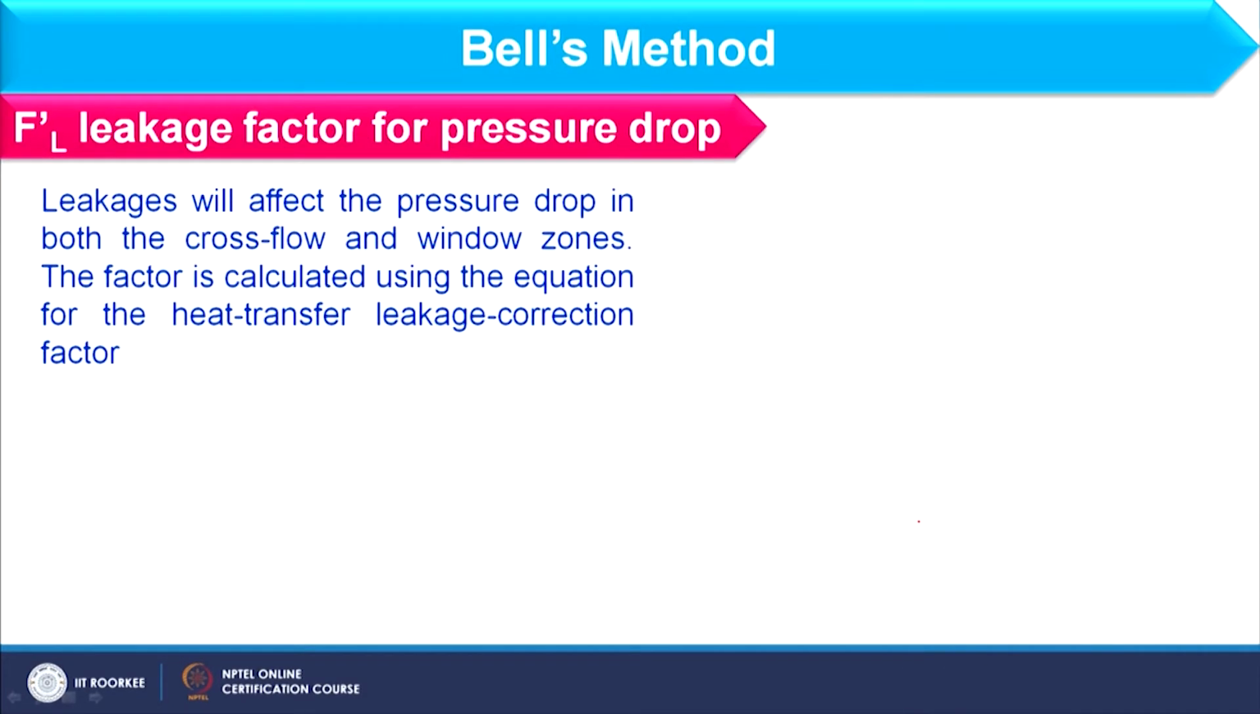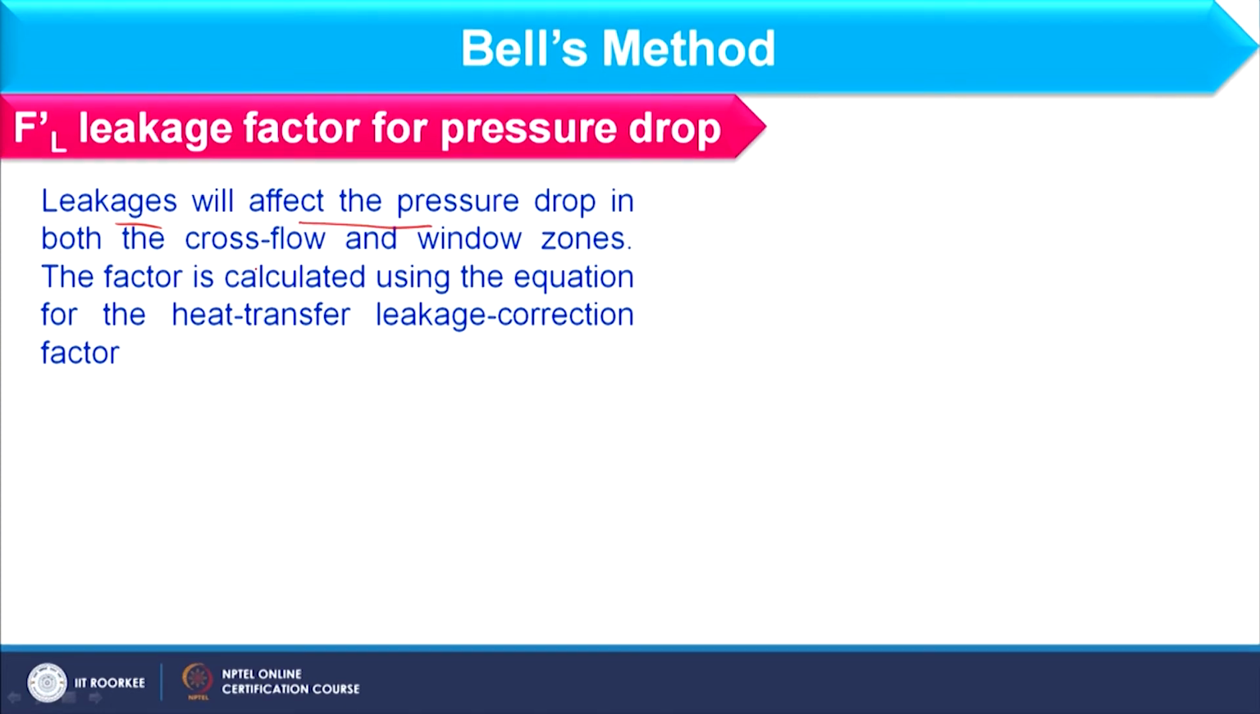Further, we should understand FL dash, that is the leakage correction factor for pressure drop. Leakages will affect the pressure drop in both the cross flow as well as the window zone, because in the cross flow zone we have leakage between baffle hole and tube OD, and in the window zone we have leakage between shell dia and baffle dia, right. So, between that space we can find leakages. So, the leakage correction factor should be applicable to both the cross flow zone and the window zone.